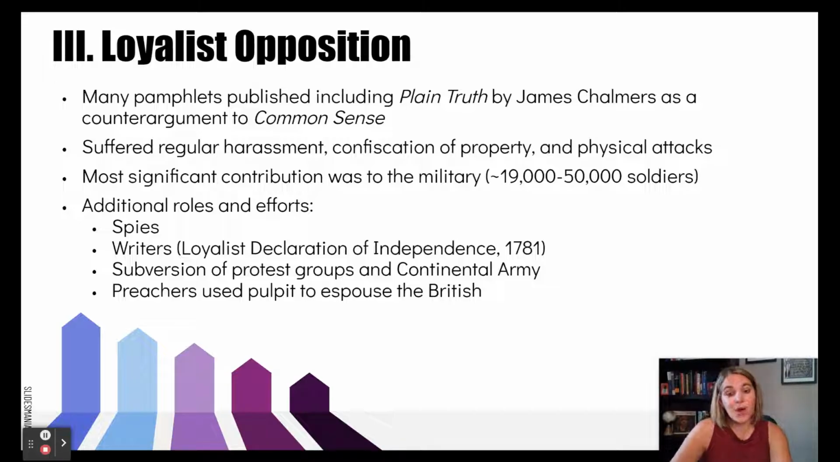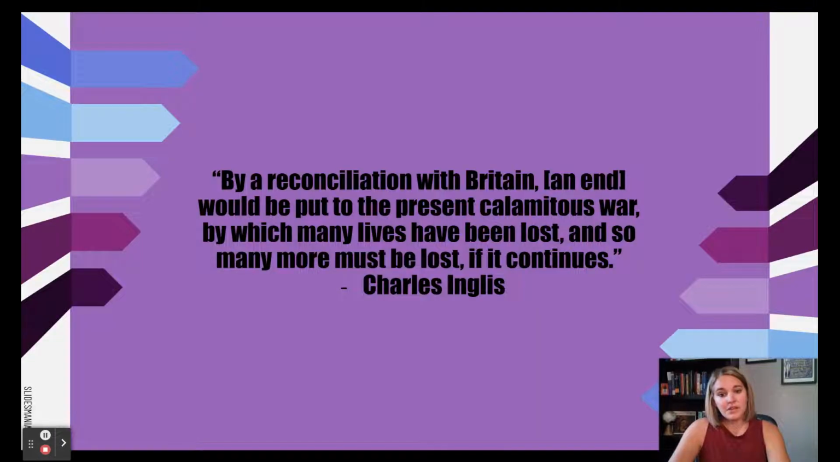Additionally, preachers would use their pulpits to espouse the British, to show their support for them and try to convince their congregation to also support the British. So here's a quote by a Loyalist: "By a reconciliation with Britain, an end would be put to the present calamitous war, by which many lives have been lost, and so many more must be lost if it continues." So another cause for the Loyalist opposition was simply trying to prevent the loss of life and all the destruction that follows naturally in a war.